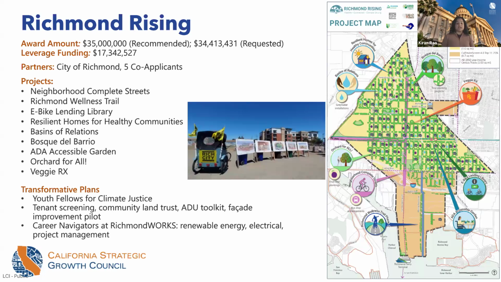Richmond Rising includes 9 projects aimed at supporting the community vision of complete streets, an affordable e-bike lending library, energy and water efficient homes, and multiple food security and public health projects that will bring accessible gardening, orchards, and local vegetables to residents. The community engagement plan includes a youth leadership program, and the workforce training program provides both technical career skills and supportive services.